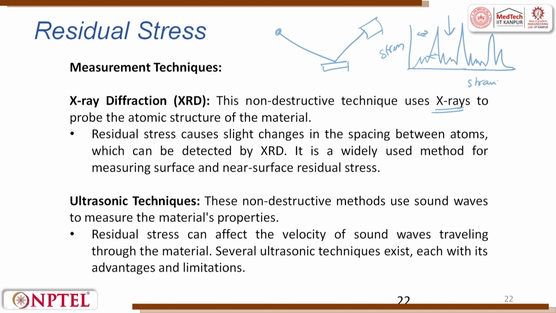So, how does this happen? Because there is a change in the spacing. The X-ray comes and hits, it tries to find the change in the spacing. It is a widely used method for measuring surface and near surface residual stress. Ultrasonic techniques, these non-destructive methods use sound waves like X-rays, to measure the material property. The residual stresses can affect the velocity of the sound wave traveling through the material. Several ultrasonic techniques exist, each has its own advantage and limitation.